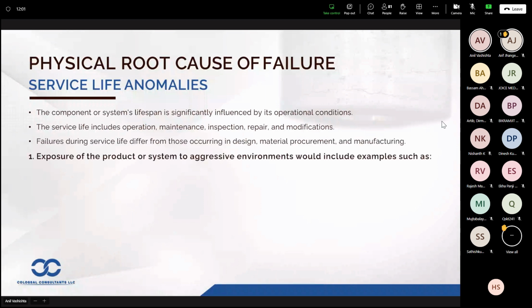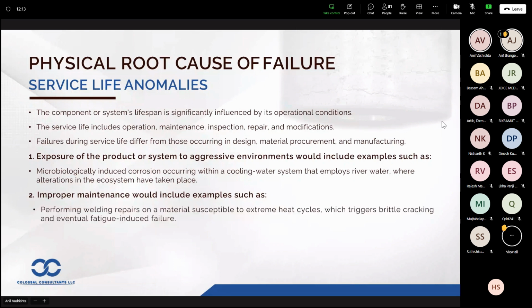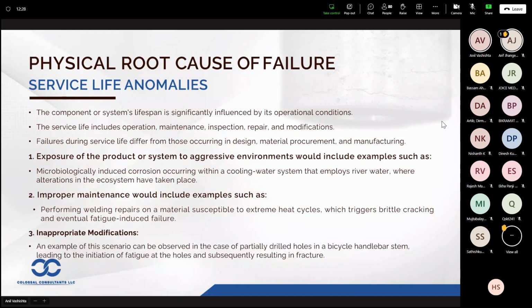The service life anomalies, the examples are listed here. One is the exposure of the product to aggressive environments. Then the improper maintenance example is the welding repair causing microstructures which are detrimental, or inappropriate modifications.